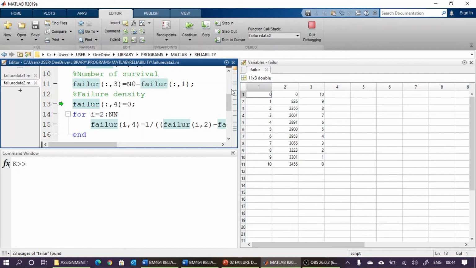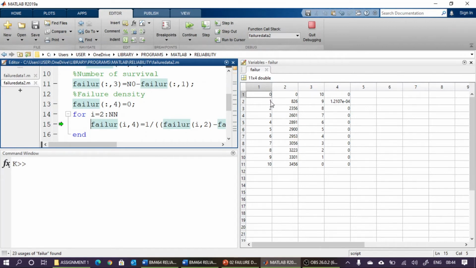Now we are going to calculate the failure density. So what is the first failure density? The first component. From this to this, one component is failed. So 1 divided by delta t, 826 minus 0, into initial population, which is 10. So that is the failure density, 1 divided by 826 into 10. So we have 0.0001.